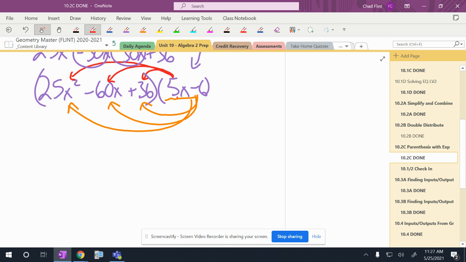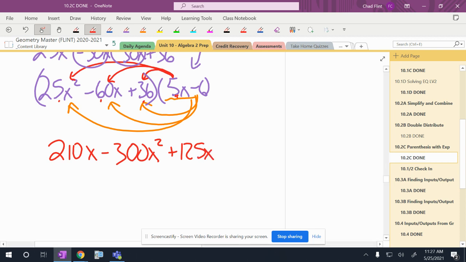So 5x times 36 is 180 and 210... so 210x. 5x times negative 60x is negative 300x squared. And then 5x times 25x is plus 125x to the third. All right, pay attention to the exponents.